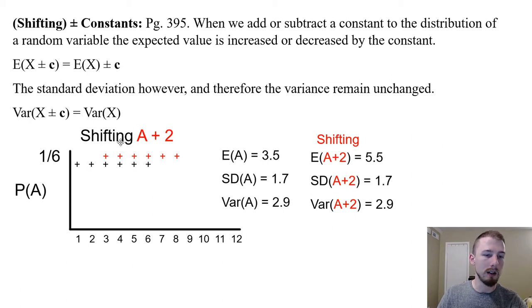If we add a constant, like if I roll a die and add a constant of 2 to whatever I roll, instead of having outcomes of 1 through 6, now I would have possible outcomes of 3 through 8.